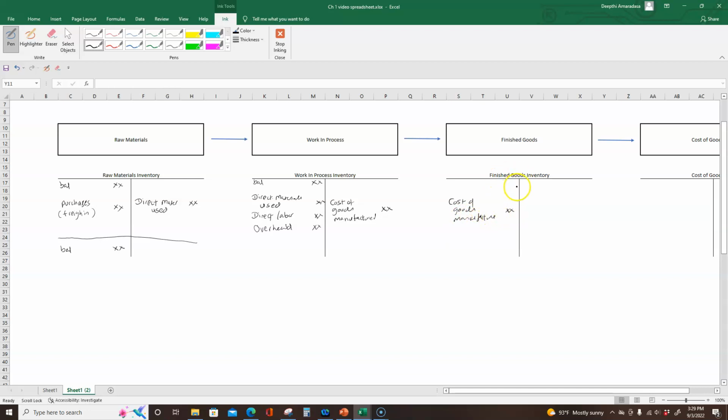Let me come back to finished goods inventory. Let's finish up work in process inventory. Anything that is not completed, or rather incomplete items, will remain in work in process inventory and become part of the ending balance.